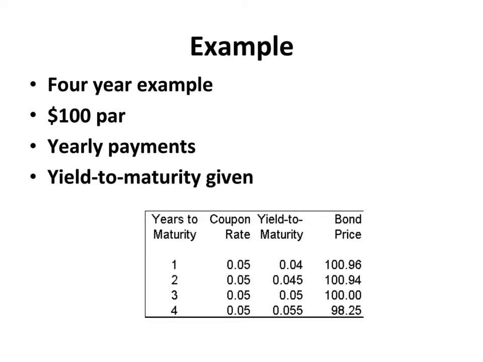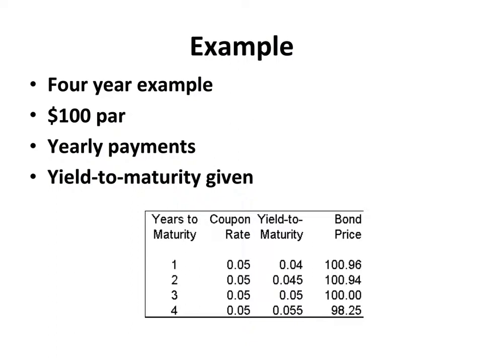I'm going to give an example, a 4-year example. This example has yearly payments, so we're not going to have to worry about semi-annual payments or converting our yield to maturity or spot rates from annual to semi-annual. And we're going to have yield to maturities given to us, and here you see those in the following example. We're going to have years to maturity. We're going to have 4 bonds.